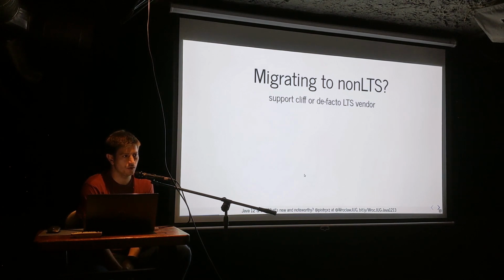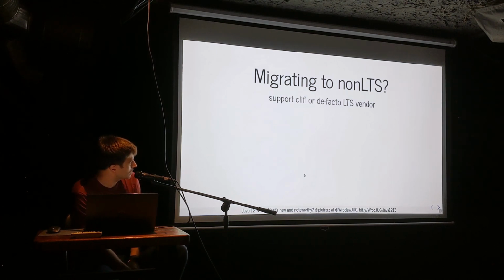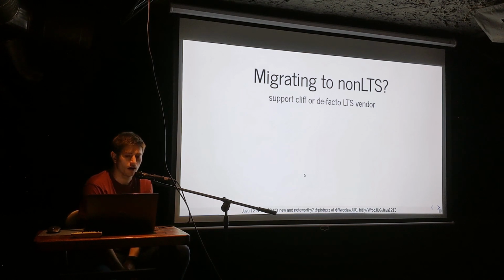Because you either need to challenge this support cliff, or find yourself a de facto long-term support vendor. As far as I know, for example, Azul said that they're going to support old versions. They will support 13 and 15 just as if they were LTSs. In fact, they still support Java 6, as far as I can tell. So they're quite good at supporting stuff. You could also see that OpenJDK still supports those versions. So you can find a vendor who supports them longer than 6 months.